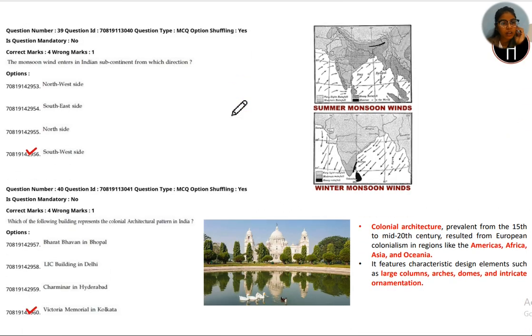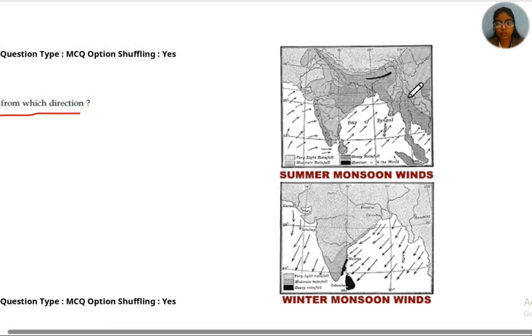Next one is, the monsoon wind enters the Indian subcontinent from which direction? So the question is asking about the monsoon winds which enter the Indian subcontinent from which direction. So directions are given to you. So its correct answer will be your southwestern side. See in this image, as you are able to see, this is your summer monsoon, okay, which is entering from the southwest side.